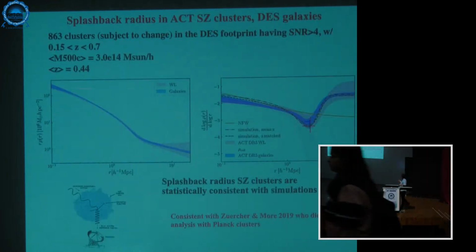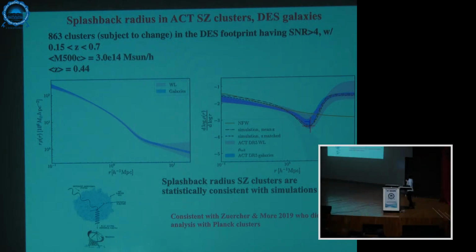But one of the things that we did is, while the SPT survey had a small sample of clusters, through some work that I've been involved with in DES, we also used SZ clusters selected using the ACT survey, where we have a much larger sample of SZ selected clusters. And we can use these clusters not only to measure the feature in the galaxy distribution, but also in weak lensing.